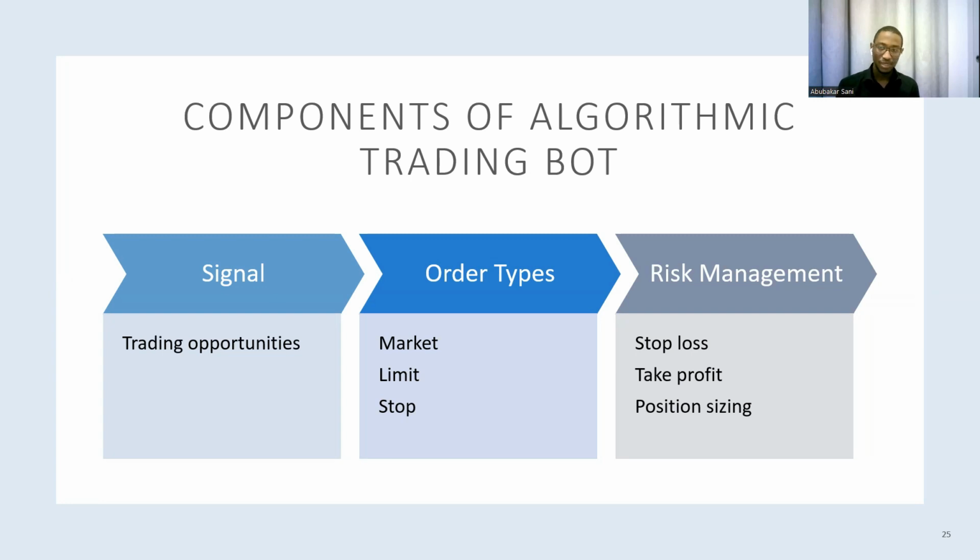First of all, you have the signal component, the signal part. Then you have the order, how you place the order, and then lastly you have the risk management part. The signal part is what tells you when to buy. Or let's say it tells you if there is a trading opportunity. It's like a signal, you know, the green, red, and orange. If it tells you this is green, it is telling you to buy. If it is red, it is telling you to sell, go short.